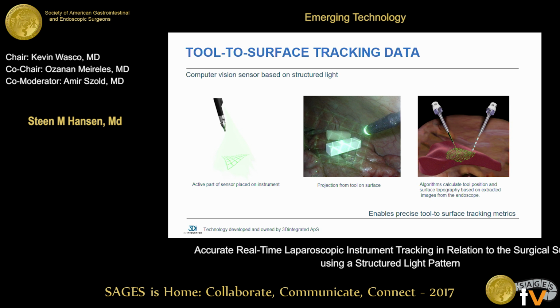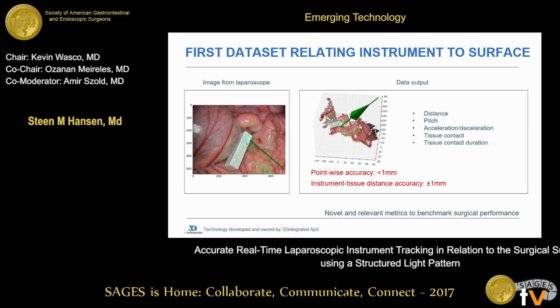So what we do is that we have positioned a projector on a surgical instrument that projects a structured pattern in the surgical field. And as you can see in the middle picture here, that image is acquired using a standard laparoscope. From that image, we can extract the data from this pattern and make the positioning of the instrument together with the topography of the surgical surface. And this allows for the first combined data set where you have a combination of the instrument relating to the surgical surface all the time.